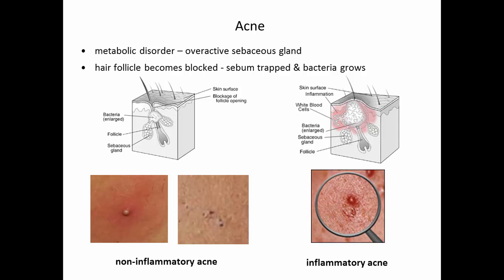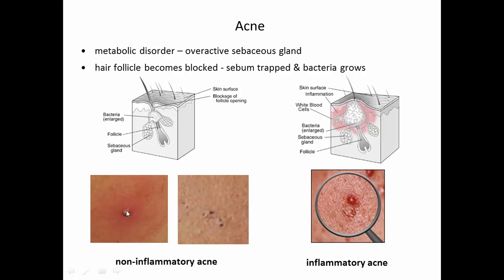Acne, as we discussed, is caused by overactive sebaceous glands in the skin. And when there's too much sebum that's produced, it blocks that hair follicle, and sometimes you can get an actual infection underneath that occurs. And we end up with this little white bump that's filled with sebum and maybe trapped bacteria, and that's what we call a pimple.